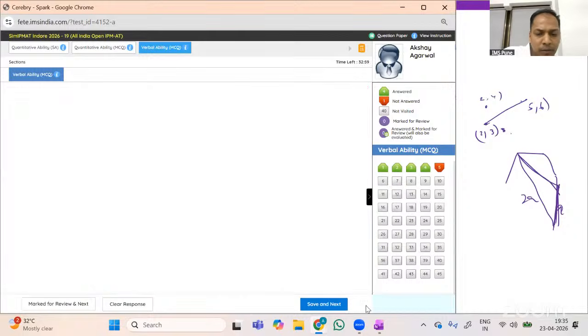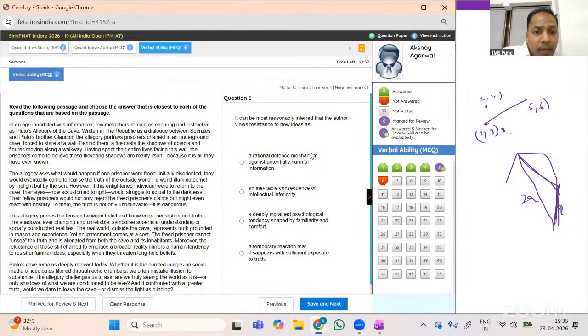I'll come back to it later. Let's move ahead. Is resistance to new ideas a rational defense against potentially harmful information, a neutral consumer intelligence inferiority, or a deeply ingrained psychological tendency shaped by exposure to truth? Rational and neutral consumer. Yeah, that is what I think the author is trying to infer here.